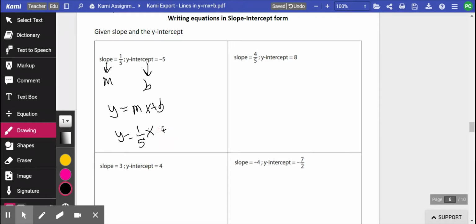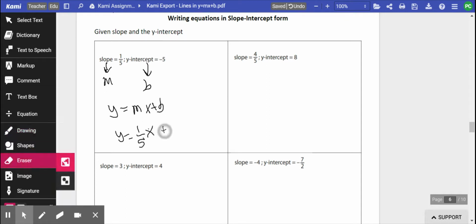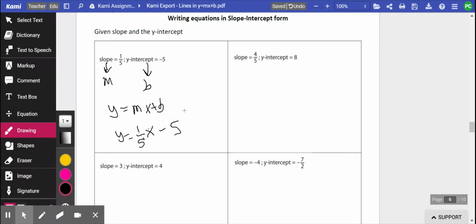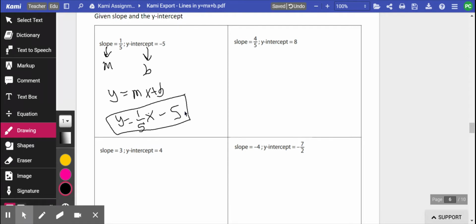1/5 x plus, oops, it's actually not going to be a plus. I was going to put plus b, but then I realized that it's a -5. So no problem. If that's a negative number, I'm going to switch that to a negative, -5. And super easy, that's my equation. If I'm given my information, that's it.